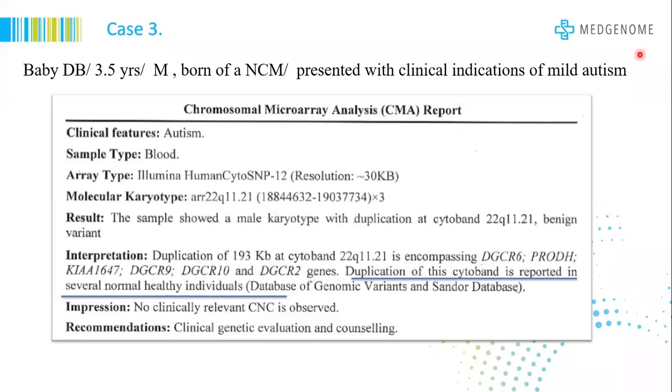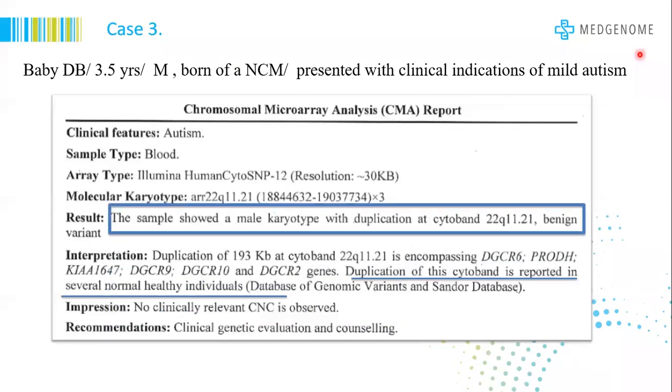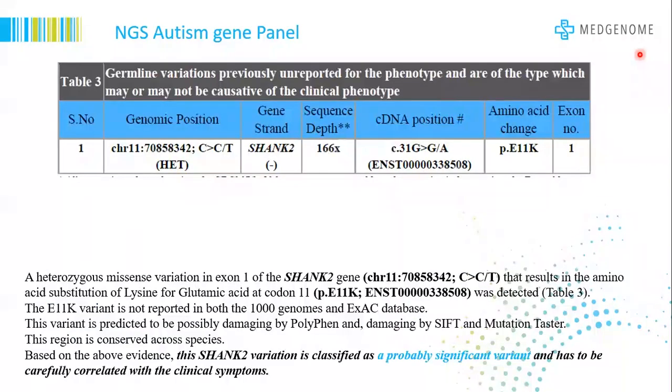Now this child was worked up with chromosomal microarray, and a duplication was seen in 22q11.21, which is the DiGeorge region. But unfortunately, it is a duplication which is also found in normal healthy individuals. Hence, this duplication had to be ignored. Now, when this child was tested with the NGS autism gene panel, a mutation, or what we say is a variant, was found in the SHANK2 gene.